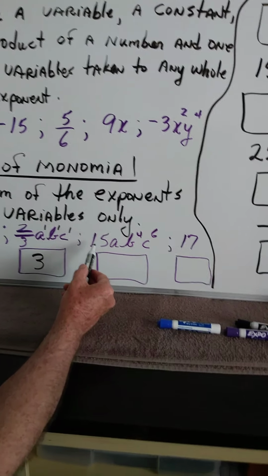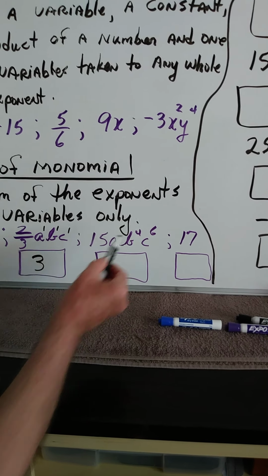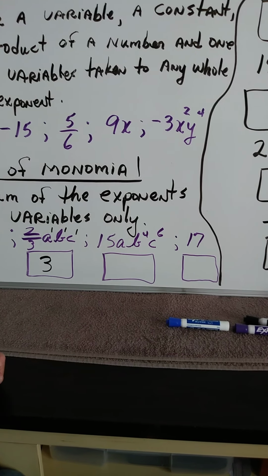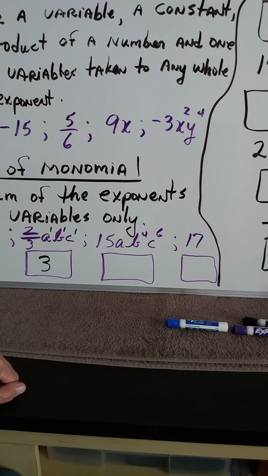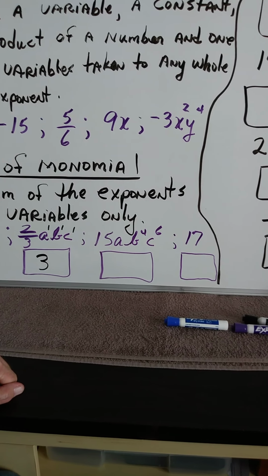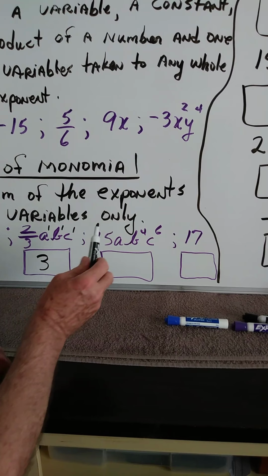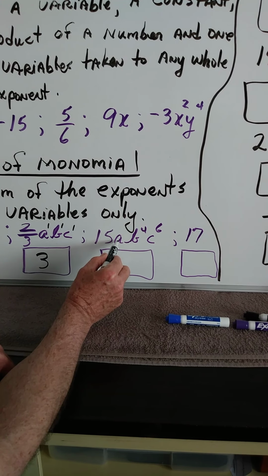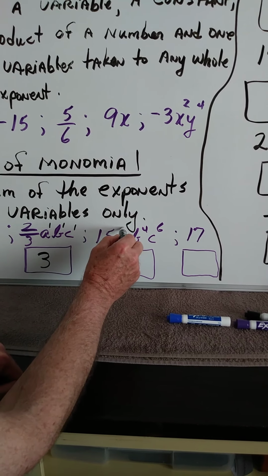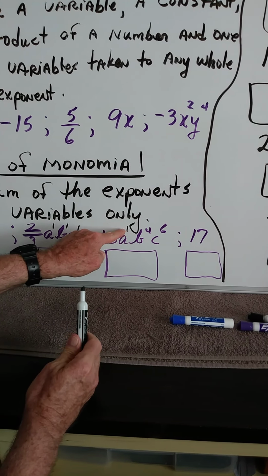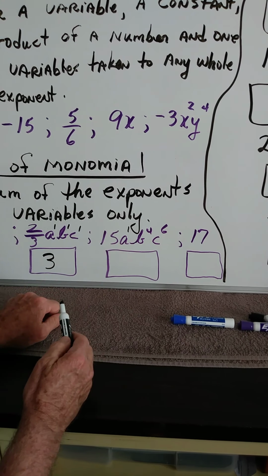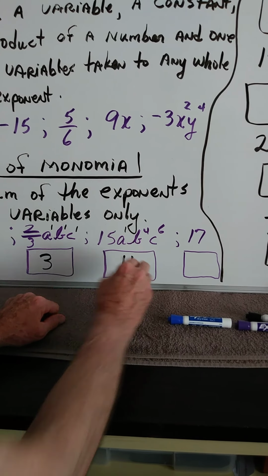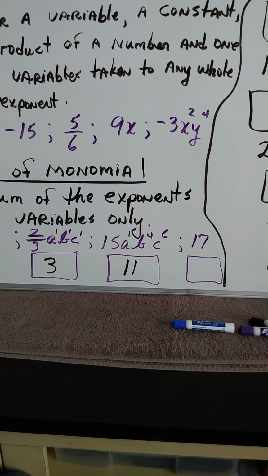Thirdly, 15A, B to the 4th, C to the 6th. We can clearly see the exponent of 4 and clearly see the exponent of 6, but we have to make sure that we also acknowledge the exponent on the base of A, which is an implied 1. 1 plus 4 plus 6, 11 would be the degree of that monomial.